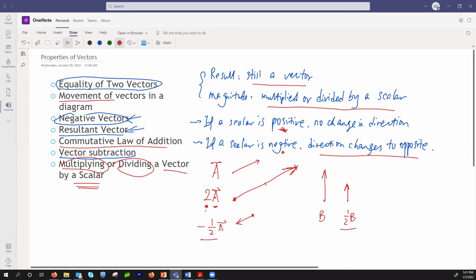What if we're looking for negative B, or let's assume negative 2B? The result still needs to be a vector, but the magnitude will be doubled because it's twice the size. Now we need to figure out the direction. Negative 2 is a scalar and it's negative, so the direction changes to the opposite. Instead of going up, the new vector will go down. So this will be the new vector negative 2B. This is about multiplying or dividing a vector by a scalar.